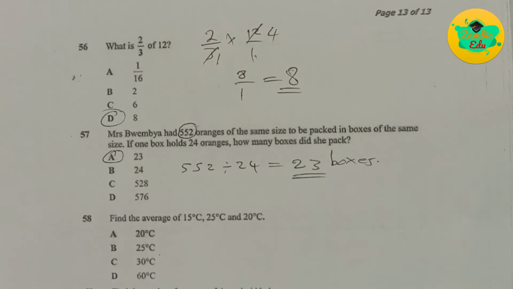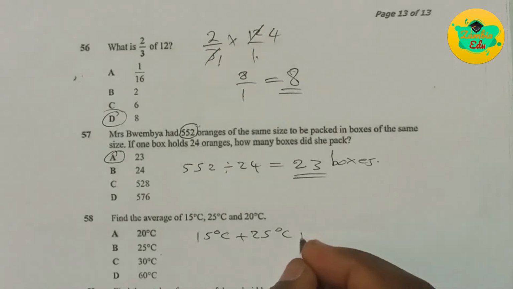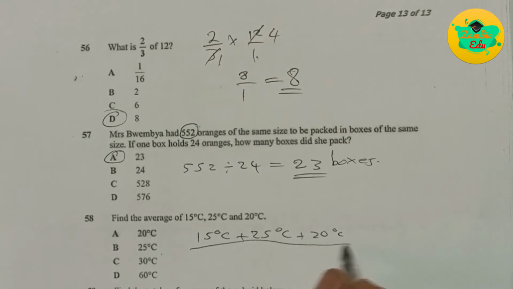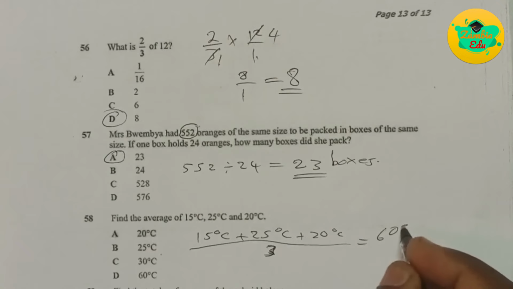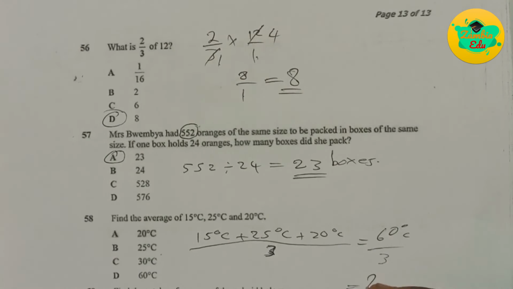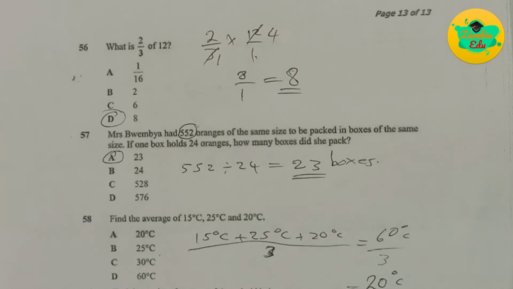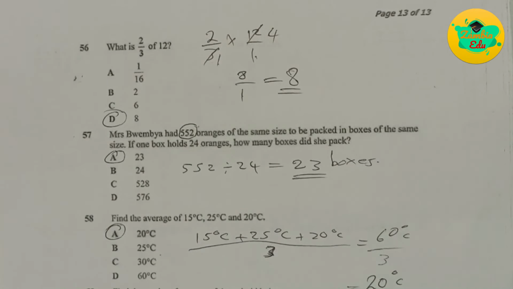We go to question 58. Question 58 says, find the average of 15 degrees Celsius, 25 degrees Celsius, and 20 degrees Celsius. So we're looking at 15 degrees Celsius plus 25 degrees Celsius plus 20 degrees Celsius over 3. When we add them, we get 60 degrees Celsius over 3, and our final answer is going to be 20 degrees Celsius, and that is the average. That average was option A. And so question 58, the answer is A.